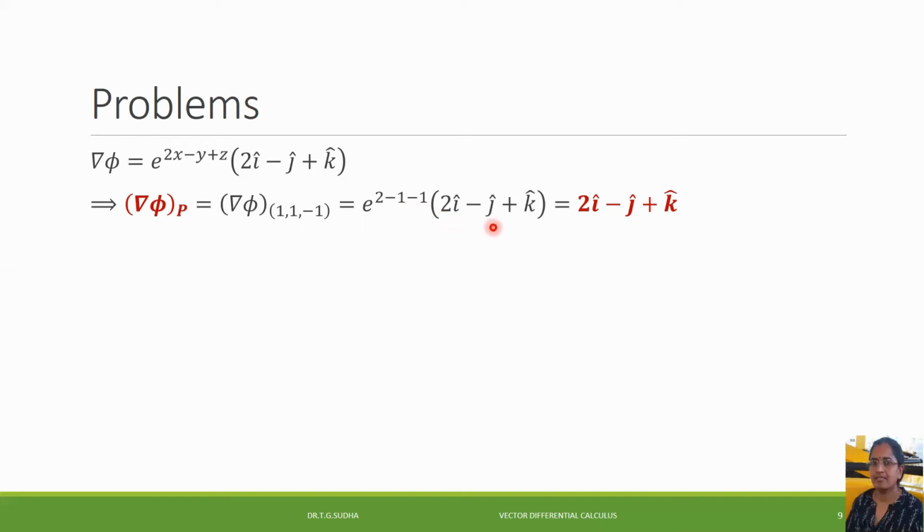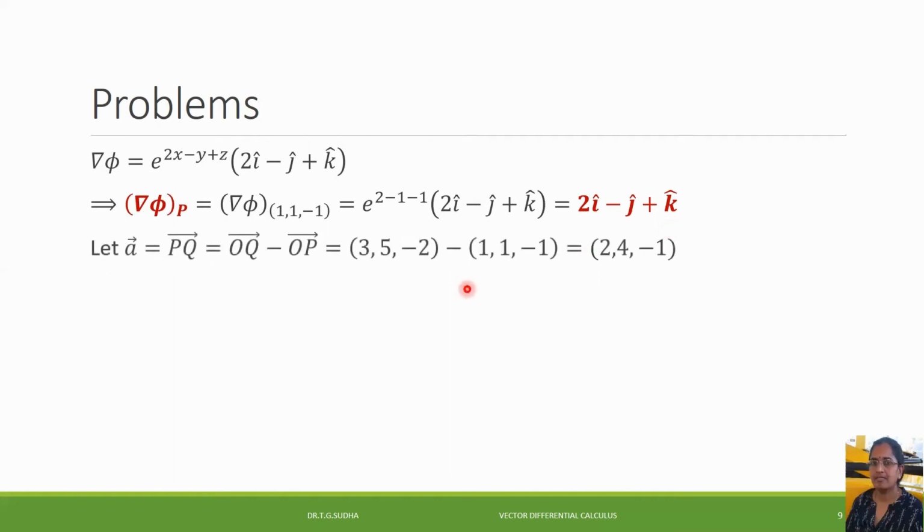So 1 into 2i minus j plus k gives us 2i minus j plus k. This is del phi at P. Now we need to find PQ. Let us call that vector A. So vector A is equal to PQ, and we know that PQ is given by OQ minus OP. OQ is 3 comma 5 comma minus 2, and OP is 1 comma 1 comma minus 1. On subtracting these two vectors, we get 2 comma 4 comma minus 1. So A is given by 2i plus 4j minus k.